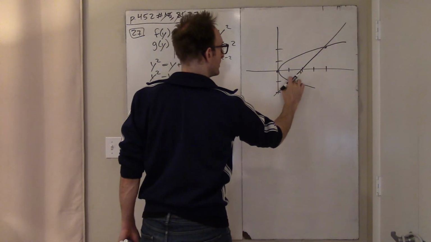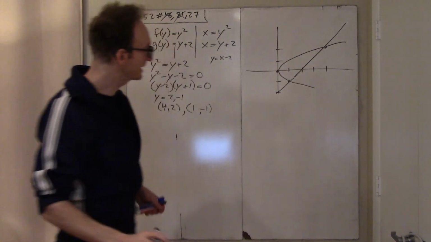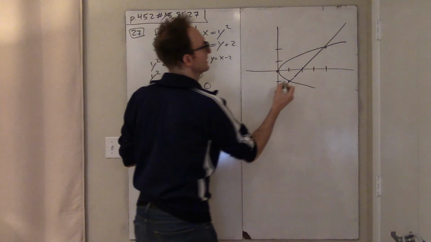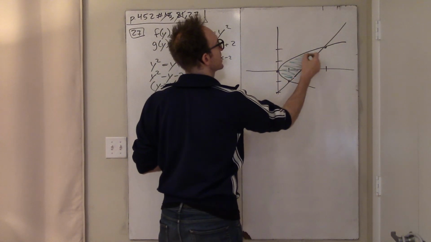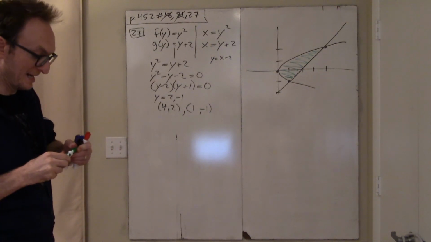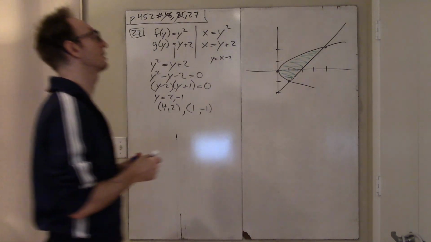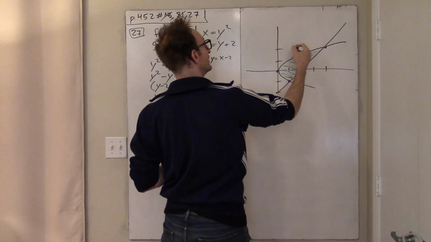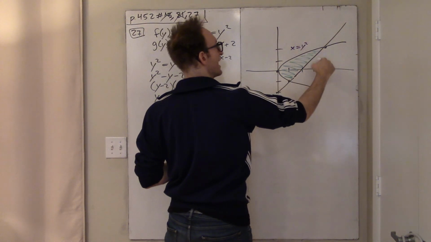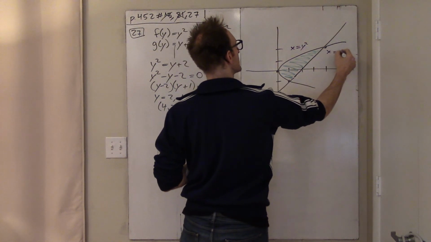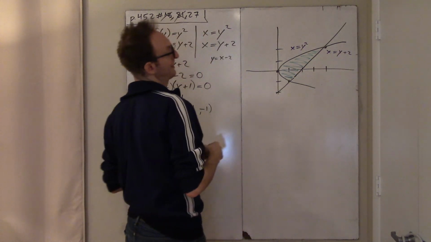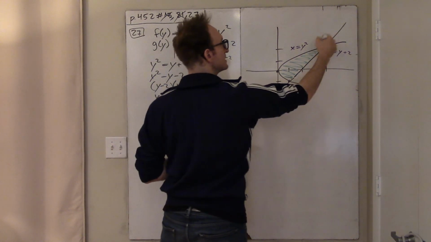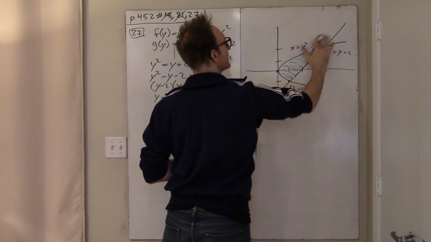So that's why this is the situation. Okay, so after much thinking and drawing, I've determined that this is the region that I'm trying to find the area of. It's the region that is enclosed between, on the one hand, the curve x equals y squared, and on the other hand, the curve x equals y plus 2. And the relevant points of intersection are this one, 1, negative 1, and this one up here, 4, 2.